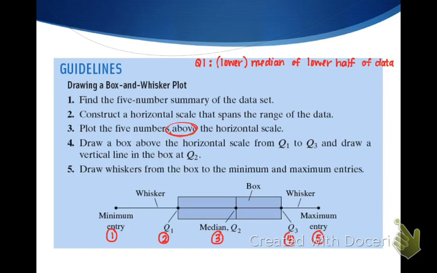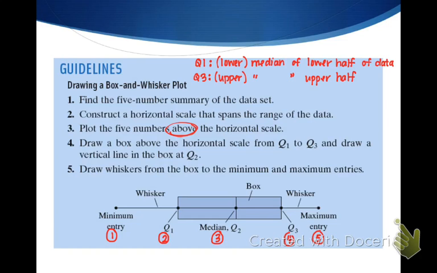Quartile 2, which is the median, is the middle of everything. And then quartile 3, which is also referred to as the upper quartile, is going to be the median of the upper half of the data. So that's what you're trying to figure out here. You're really just doing a whole bunch of medians. There's not really any sort of calculation you have to do when you make a box and whisker plot.